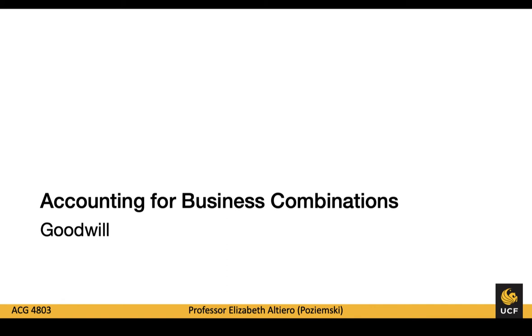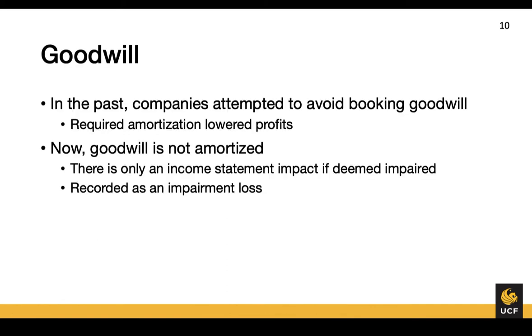In this video, I will be talking about goodwill. In the past, companies were required to amortize any recorded goodwill. However, because the subsequent amortization would decrease profits, companies would fudge the numbers during purchase accounting to avoid recognizing any goodwill in the first place. Under current US GAAP, goodwill is no longer amortized, but is instead checked regularly for impairment, and a loss is recognized when impairment exists.